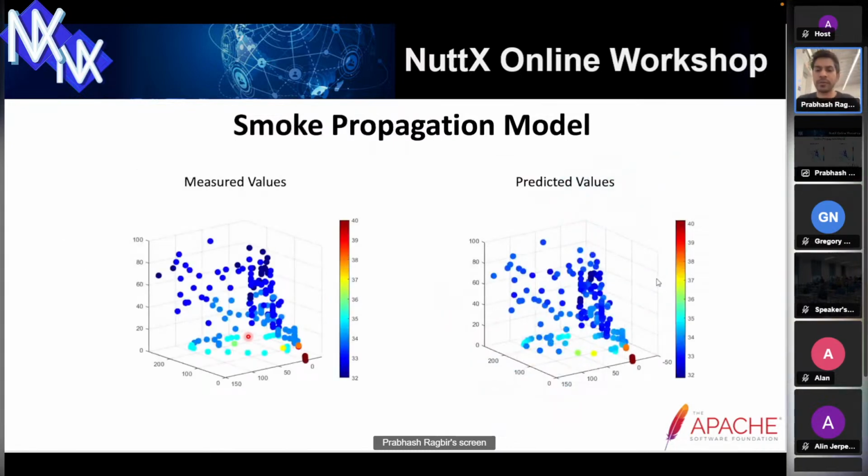Here are just some results from our smoke propagation model. These are the actual measured values, and these are predicted values from our model. A lot of it is similar. There are just some small differences in some areas. So it's been a good match so far.